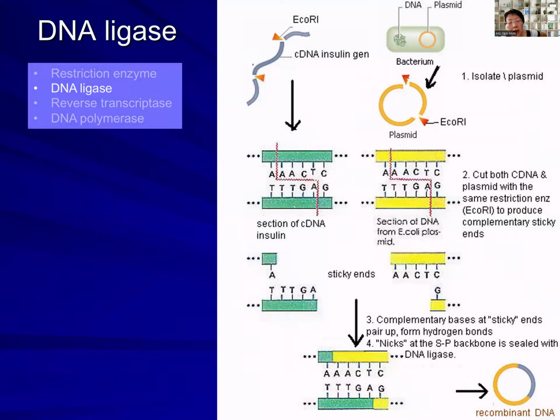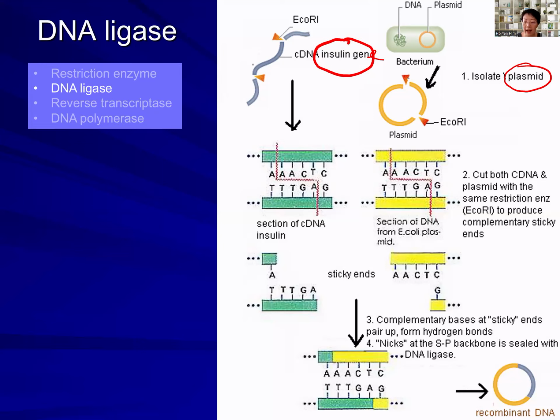So in genetic engineering, where exactly will we use DNA ligase? It is in this example here. So we obtain the insulin gene from the human, and then we obtain a plasmid from the bacteria. So we isolate the insulin gene from the human cell and the plasmid from the bacterial cell. So we've got two DNA from two different sources.